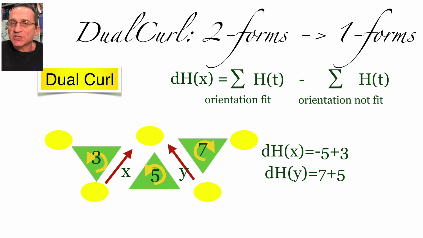It attaches to an edge all the values of triangles, where triangles are added if they match the orientation and subtracted if they don't match the orientation. So in this case, for example, the edge x. The triangle to the left matches, so we have 3, and to the right it doesn't match. So it's 3 minus 5. It's minus 2, the value at the edge x.